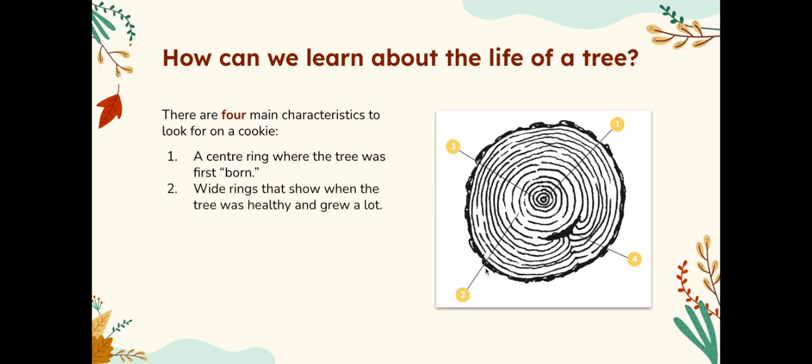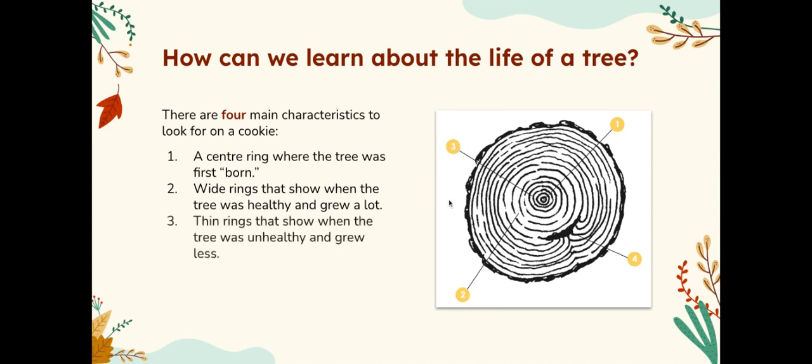Number 2 is wide rings that show when the tree was healthy and grew a lot, pointing to these wide rings here. So that means the conditions were ideal. Plenty of sun, plenty of water, healthy soil, not too much pressure from other trees in the environment or pests like insects, or overfeeding by consumers.